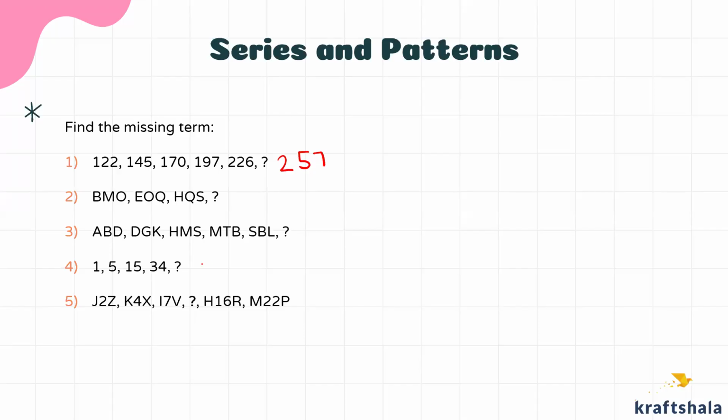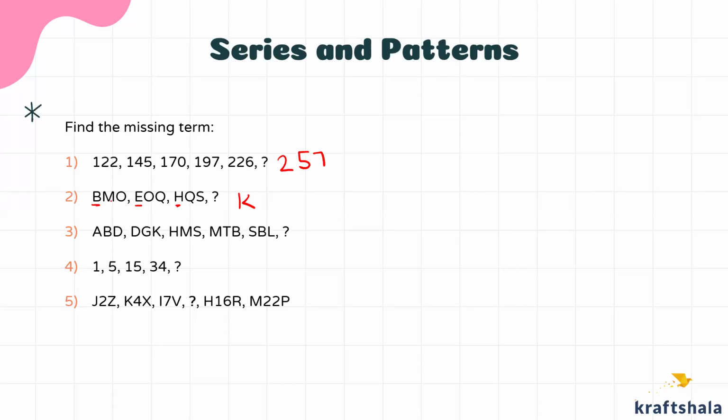All right. So second one is the first letter is B, then C and D are skipped, then E, then F and G are skipped, then H. So I and J will be skipped. K. So for the first letter, the logic is plus two, plus two, plus two.